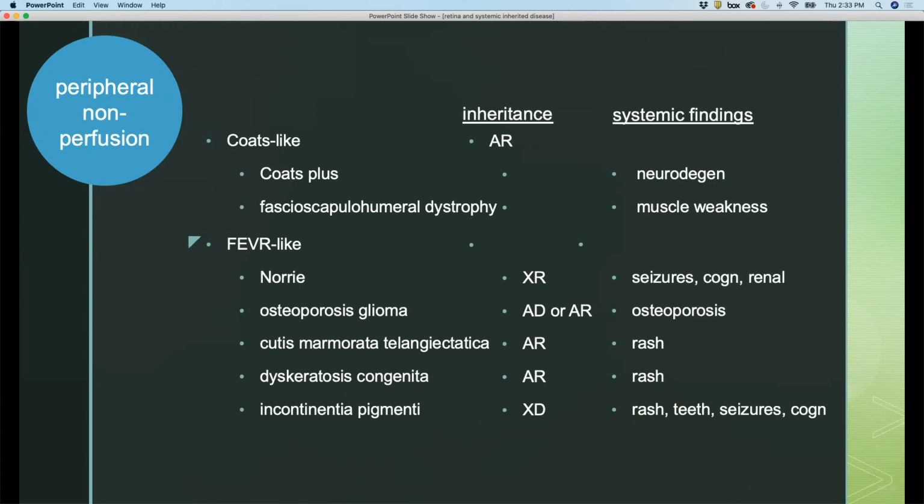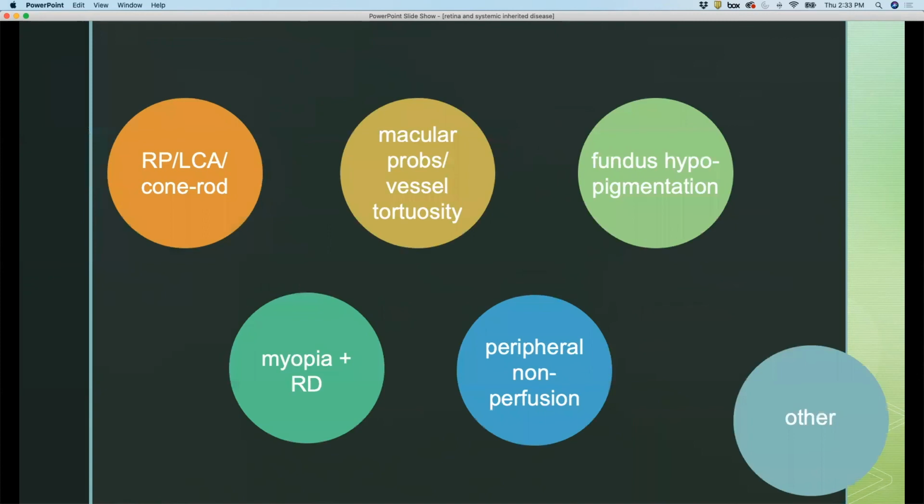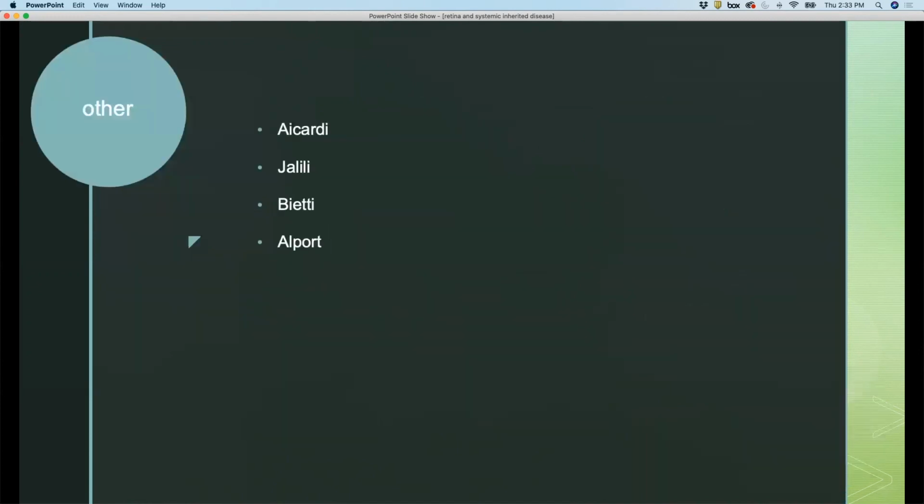The incontinentia pigmenti folks have issues with their teeth, as well as seizures, and then they can have cognitive problems. So whenever you see someone that looks like they could have FEVR, and they're a girl, it's good to ask about a newborn rash that was weird, problems with their teeth, and these other things if you see them in the clinic with Dr. Hartnett. All right, so we covered all these phenotypes.